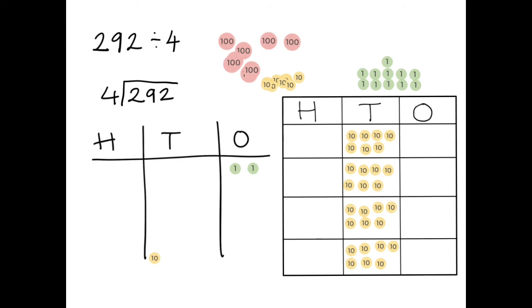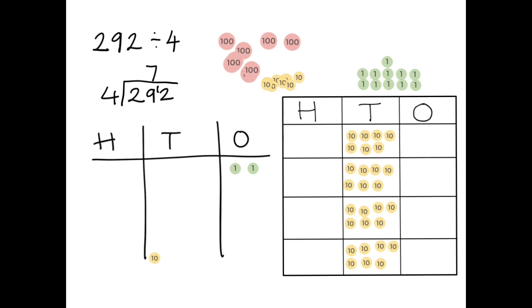But before I do that, I'm going to write what we've worked out so far on our bus stop method, so you can see how both methods work side by side. So we found that there were 7 groups of 4 tens, so I write 7 in the tens column. There is a remainder of 1 ten, which I am going to regroup into the ones column to leave 12 ones. So we add this to the ones column for clarity, and I'll carry out the regrouping with the counters as well.